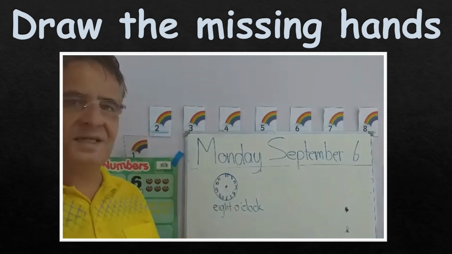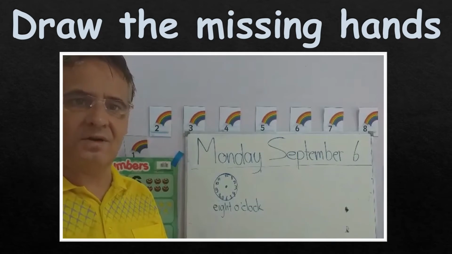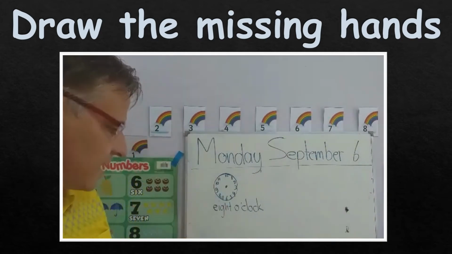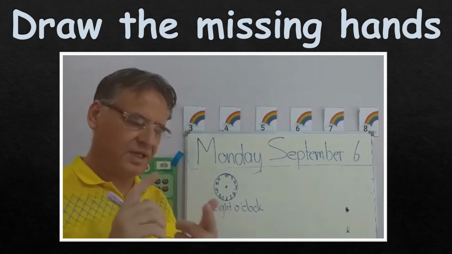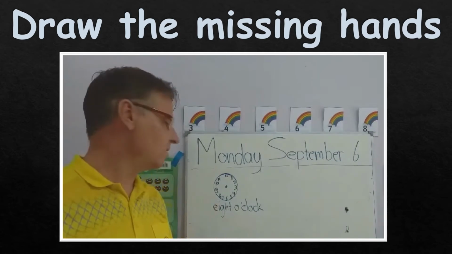So there's no hands in there, so I need to make it 8 o'clock. So I only put 2 hands. We don't put the second hand. We only put the hour hand and the minute hand in the clock.